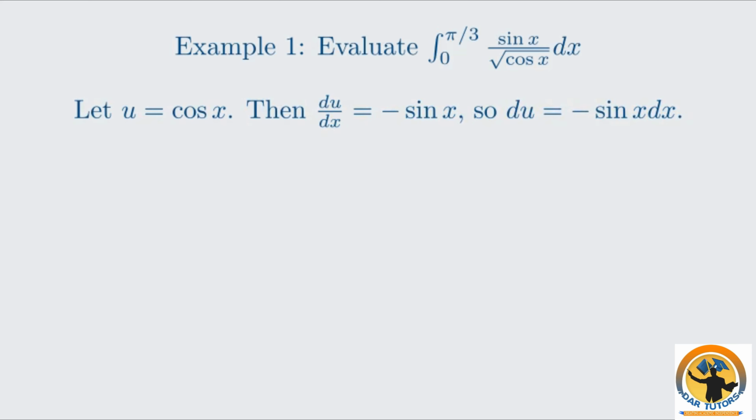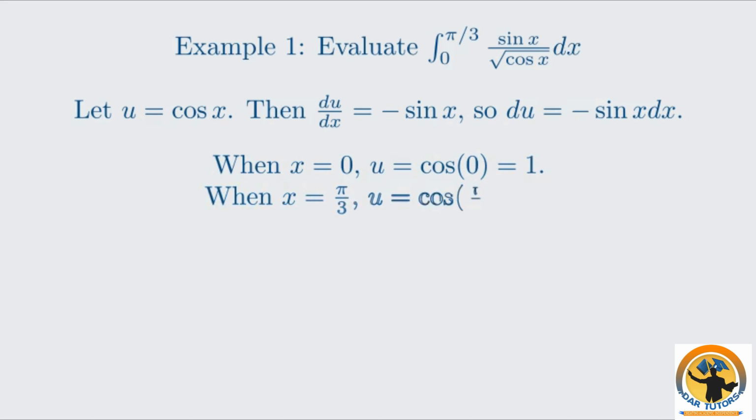Now we must change the limits of integration to be in terms of u. This is a crucial step in definite integrals. When x is 0, u is cosine of 0, which is 1. When x is pi over 3, u is cosine of pi over 3, which is 1/2. Substituting these into our integral, we get the integral from 1 to 1/2 of negative 1 over the square root of u du. Notice the negative sign from our substitution.